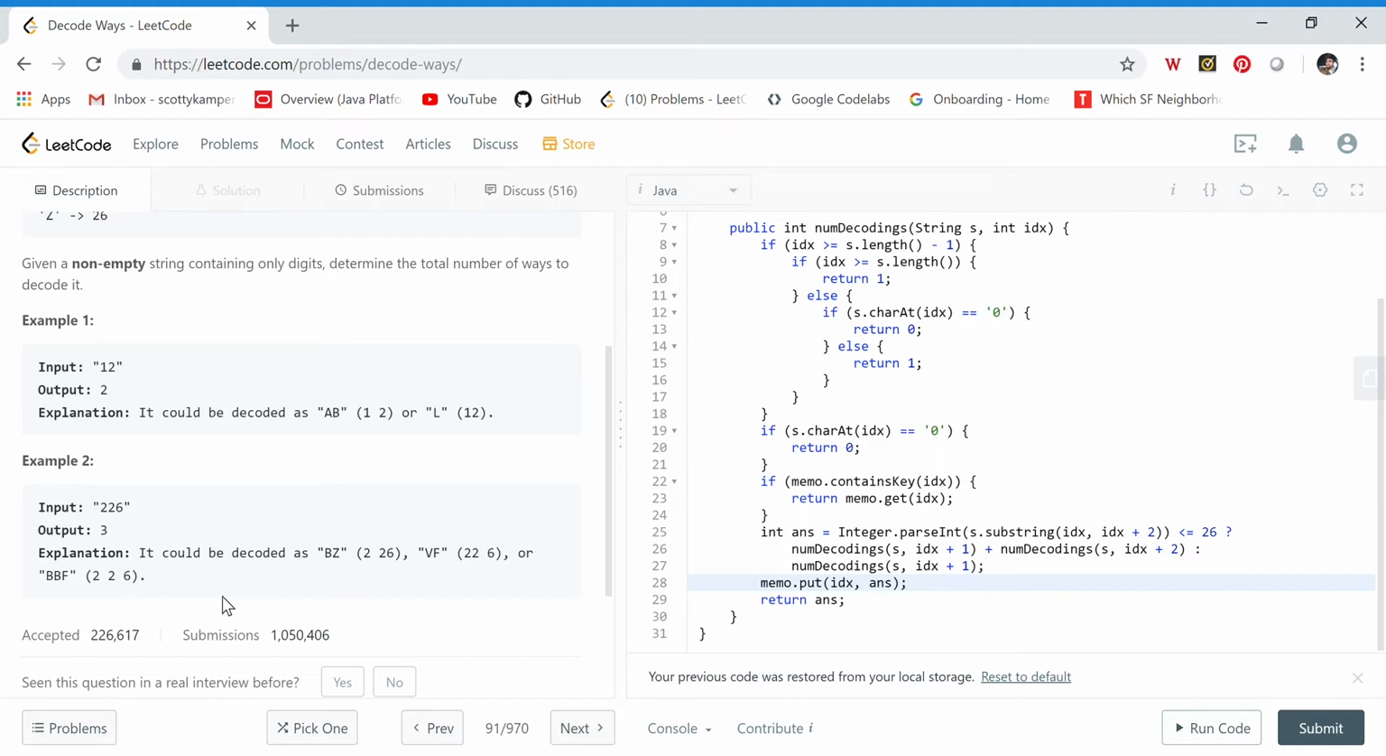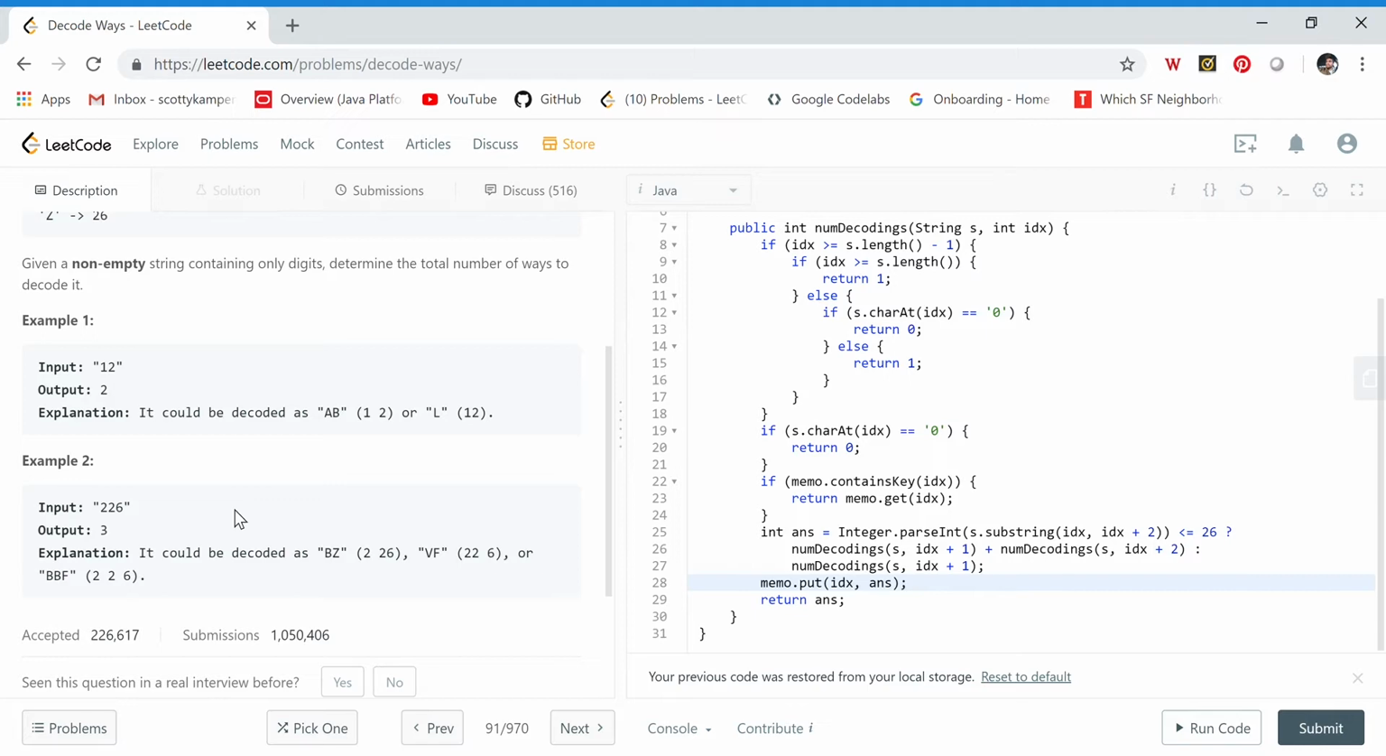We can either take that 2 to mean 2, meaning it's a B, okay? Being this 2 right here. We have 2 choices to make. We can either take that 2 as a 2, and it means B, and then there will just be the number of ways to decode the rest of the string, 26. Or we take both these 2's to mean V, 22, okay? And then the number of ways to decode the rest of the string is just the number of ways to decode 6, okay? So at each index, we have to make a decision.